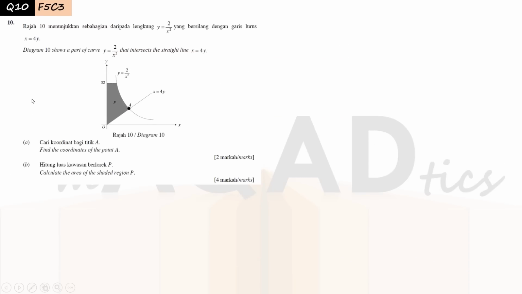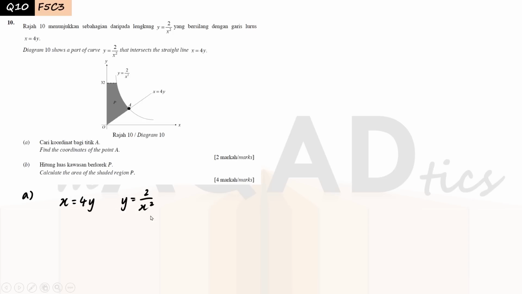Next question focuses on integration. Here we have a curve and a straight line, and in part A we need to find the coordinates of point A. As you see, this point is actually the intersection point of the curve and the straight line. So what we are going to do is use the substitution method to find the coordinates. I'm going to substitute this equation into the other equation to find the coordinates.